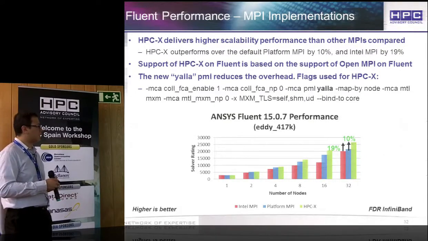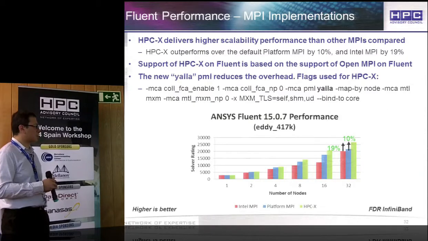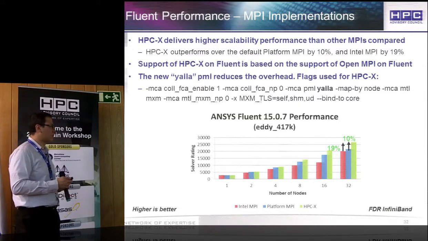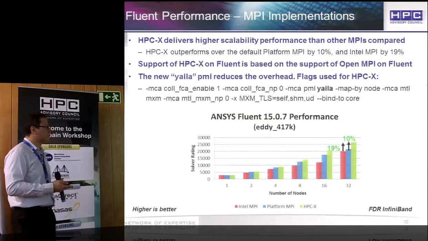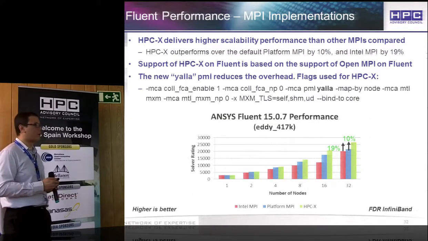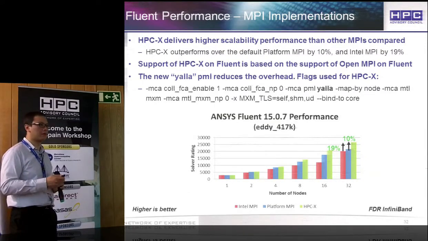A few other things I want to describe here are the flags enabling FCA. FCA stands for Fabric Collective Accelerator. It improves performance only for applications that use a lot of MPI collectives, such as all-reduce and barrier and things like that.